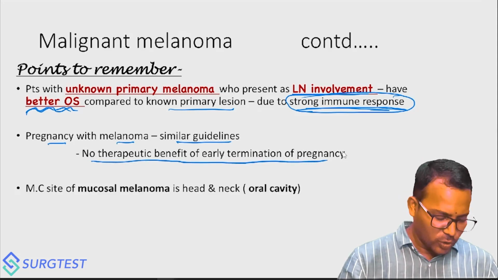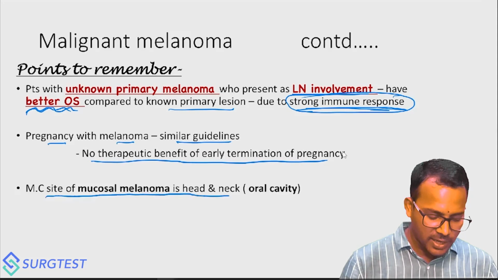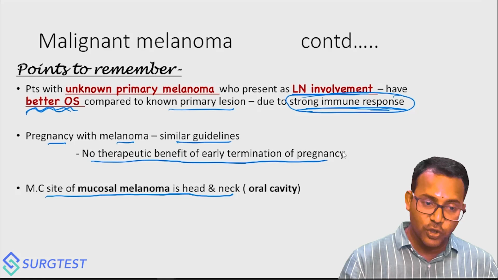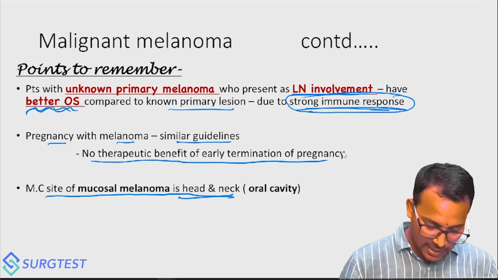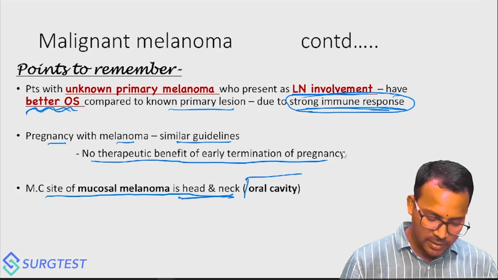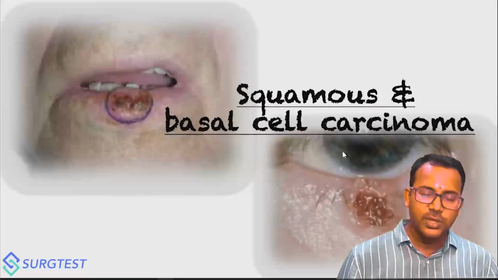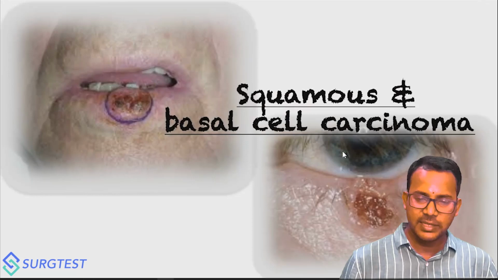Okay. The most common site of mucosal melanoma in head and neck is oral cavity. Sorry. The most common site of mucosal melanoma is head and neck, and in head and neck, it is the oral cavity. Okay. So this completes your melanomatous skin tumors.